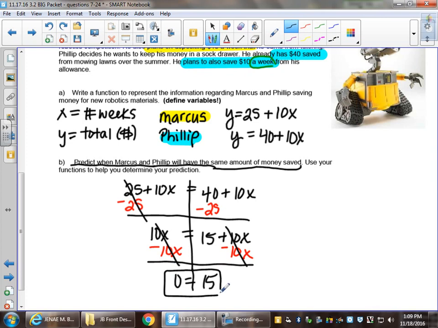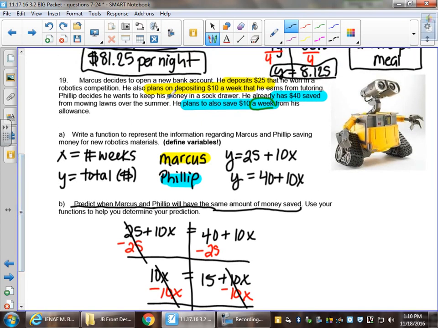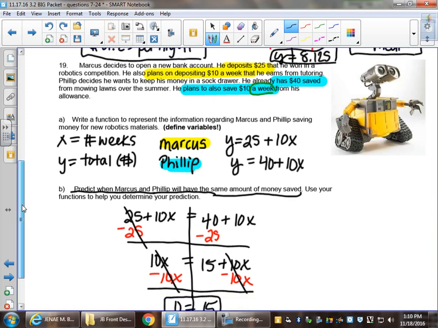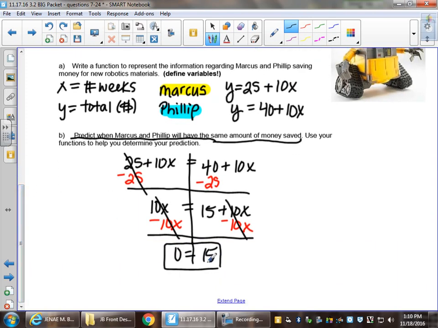If something like this happens, let's check to make sure we didn't make any algebra mistakes. I look back up at the real world situation. They're both depositing $10 a week, so I didn't make a mistake there. So the variables do cancel out. Is this a true or false statement? False. False means no solution.